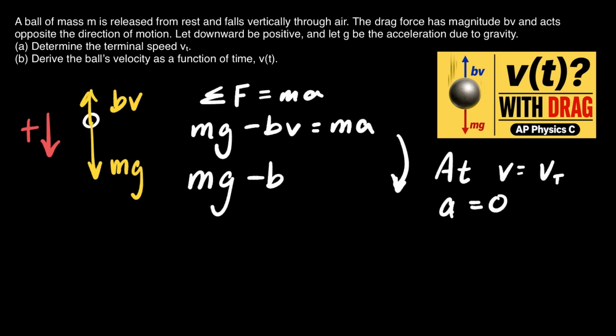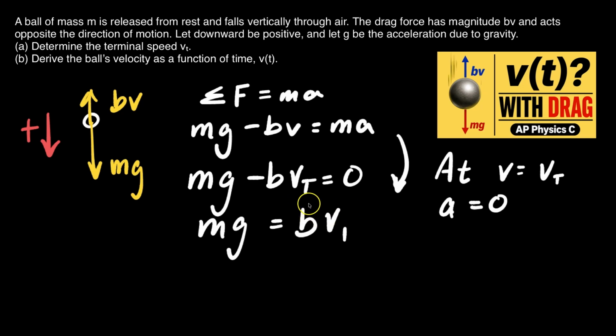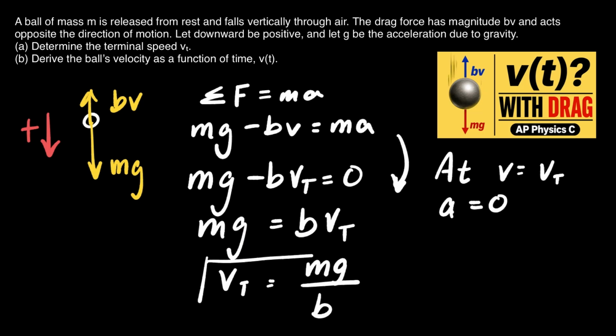Substituting 0 for acceleration, we get mg minus b vt equals 0. vt is our terminal velocity. Solving for mg, we get mg equals b vt. And then finally, solving for vt, our terminal velocity, we get that it's equal to mg over b.